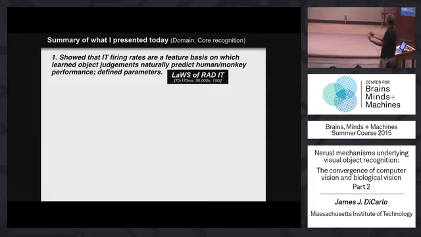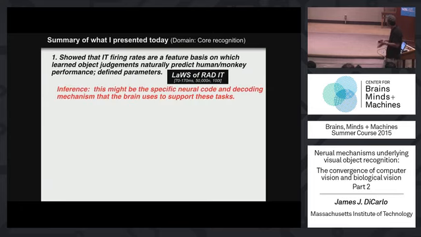This is a summary of what I presented in the second half now, showing that IT firing rates are feature-based. Learned object judgments naturally predict human-monkey performance. This is what was the laws of RAD-IT. I picked a particular model, which is a 100 millisecond read on this time window, 50,000 neurons, 100 training examples. That's one particular choice of a decode model. That's just a current set of decode models that fits a lot of our data, but not all of our data, and we also want to get finer grained data. The inference is this might be the specific neural code and decoding mechanism that the brain uses to support these tasks. That's what we'd like to think.